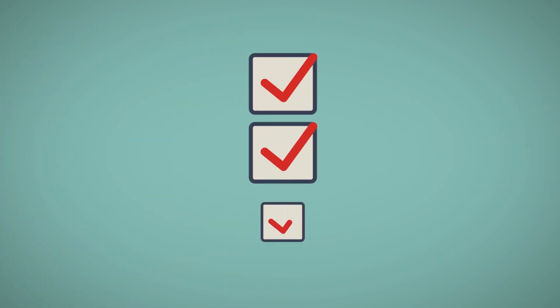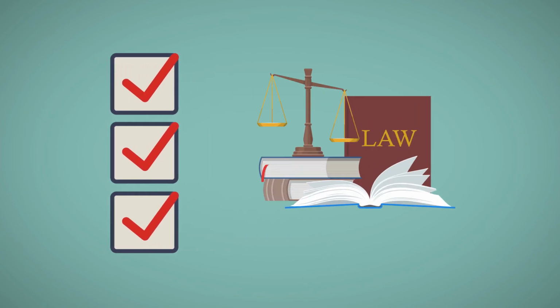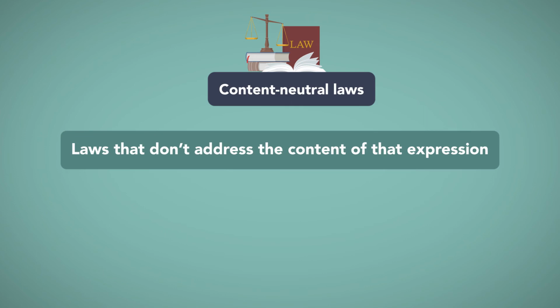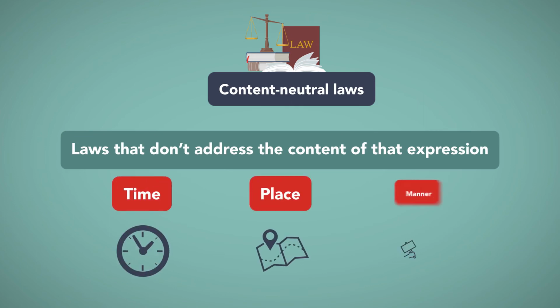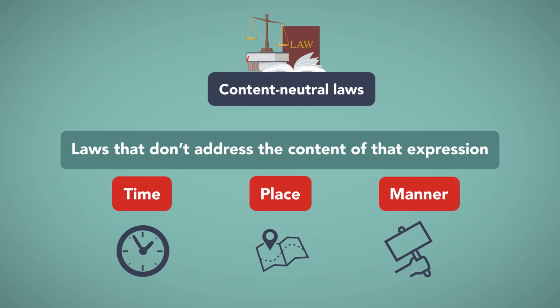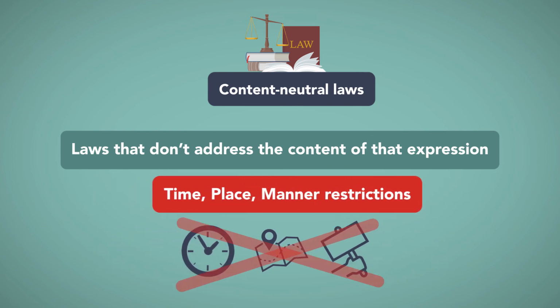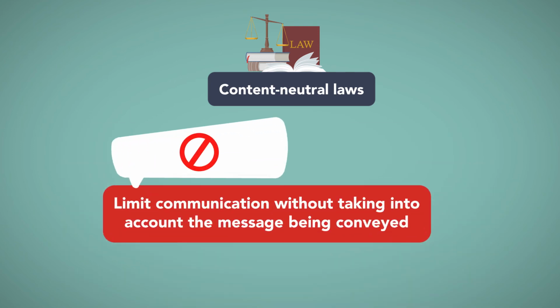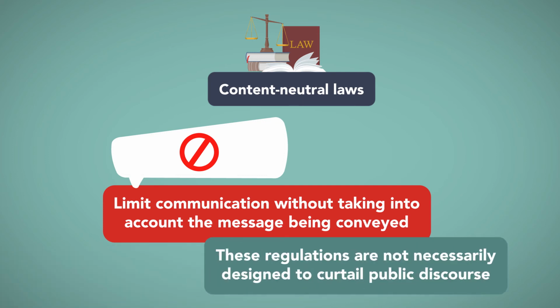A less stringent test is applied to analyze content-neutral laws, which are those that don't address the content of that expression. Instead, these laws govern the time, place, and manner of the speech, and so are often referred to as time, place, and manner restrictions. Content-neutral laws limit communication without taking into account the message being conveyed. These regulations are subject to lesser scrutiny than content-based restrictions because these regulations are not necessarily designed to curtail public discourse.